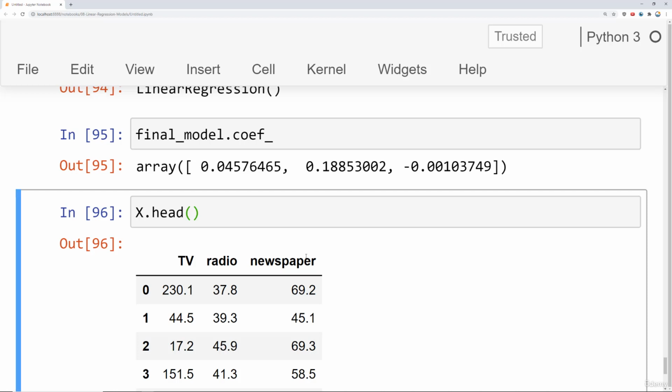So something we could observe here is to maybe not even consider advertising in newspapers. In fact, later on, what we could do is just drop this feature completely because our model's not really considering it.